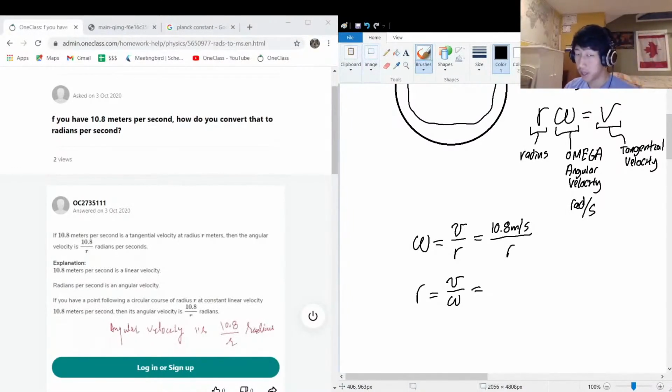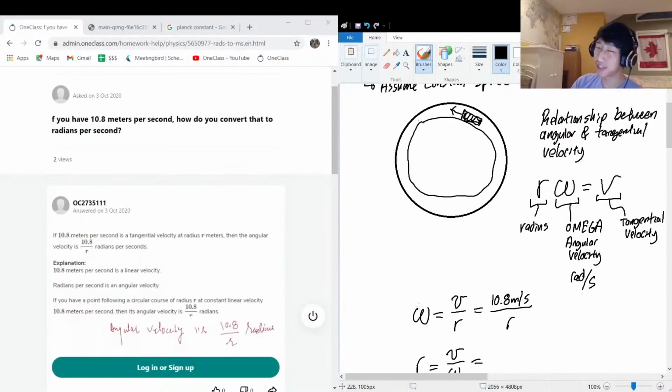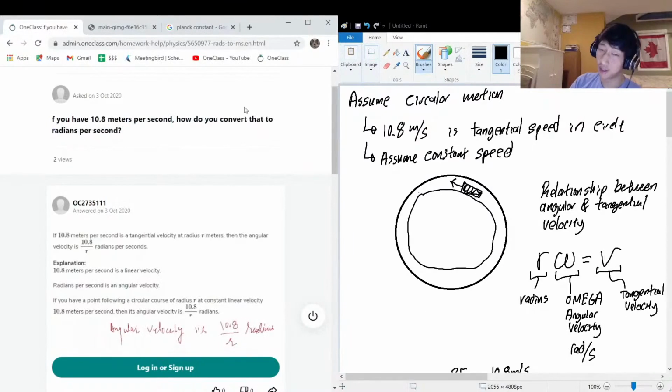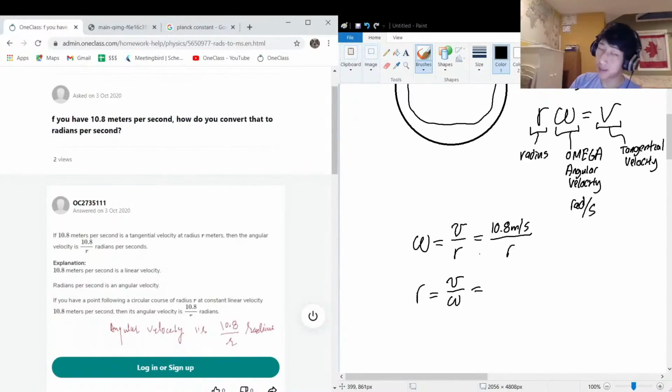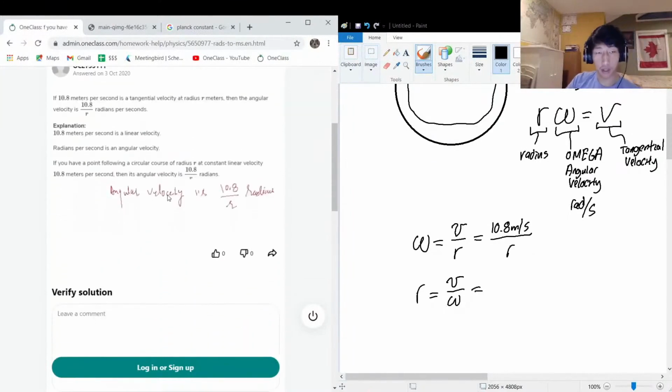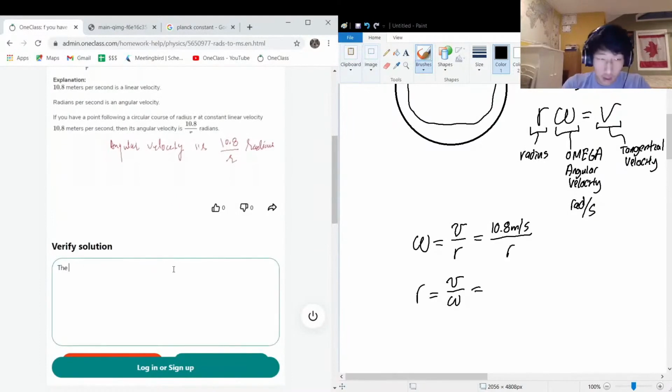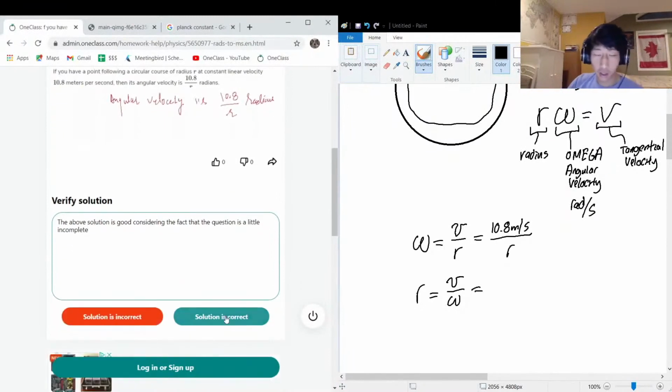But yeah, it's going to be impossible to solve this question because we need two of the three components here: radius, angular velocity, tangential velocity. We need two of those three to be able to solve for the other. If we're only given one, we're somehow going to need to get that other information. But given that the question is only one sentence long, unfortunately, the best answer that we can have is that it's radius dependent. Okay, so yeah. The above solution is good, considering the fact that the question is a little incomplete. Okay, cool.